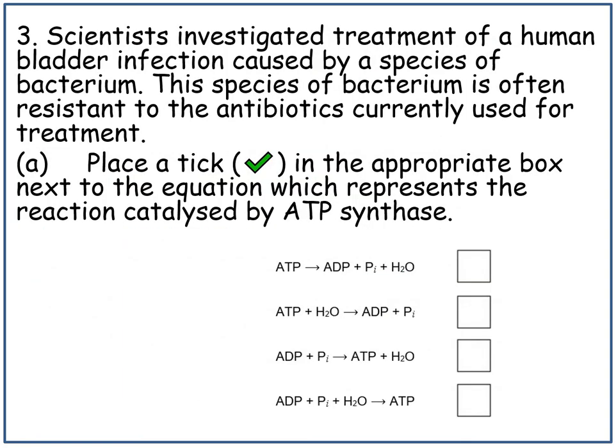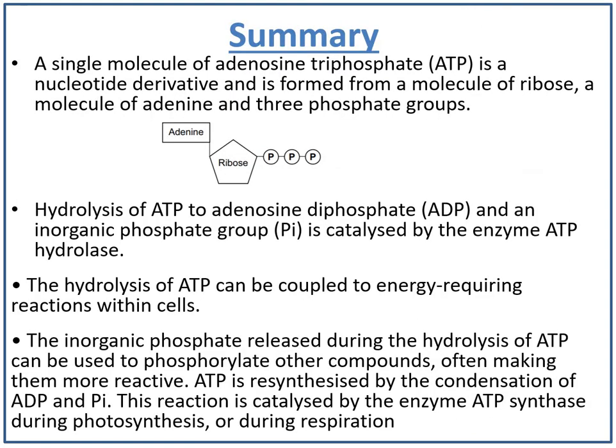Scientists investigated treatment of a human bladder infection caused by a species of bacterium. This species of bacterium is often resistant to the antibiotics currently used for treatment. Place a tick in the appropriate box next to the equation which represents a reaction catalyzed by ATP synthase. Okay, well it would be ADP plus Pi goes to ATP plus H2O, because if you're synthesizing it, you need to take away the water. So water should be given off as one of the products.